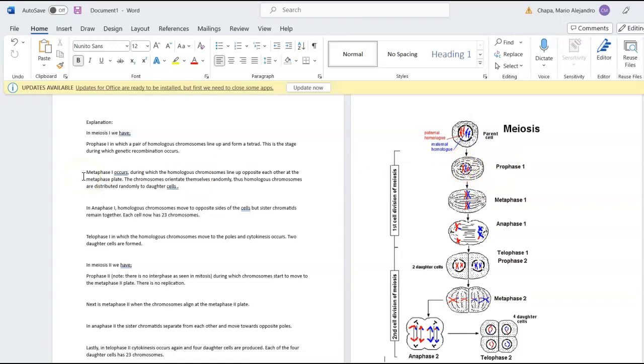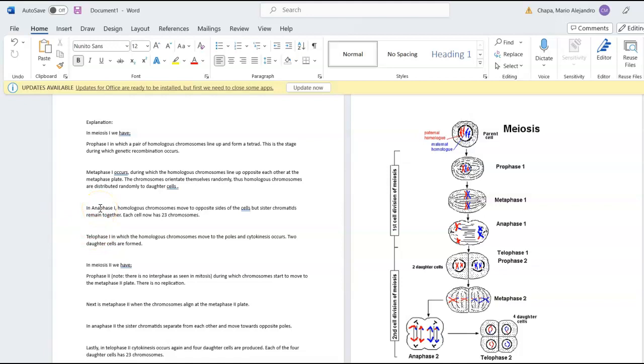Next, we have metaphase 1, during which the homologous chromosomes line up opposite each other at the metaphase plate. The chromosomes orient themselves randomly, thus homologous chromosomes are distributed randomly to daughter cells. If you look to the right, we have metaphase 1. And right here you can see where the chromosomes kind of mix up.